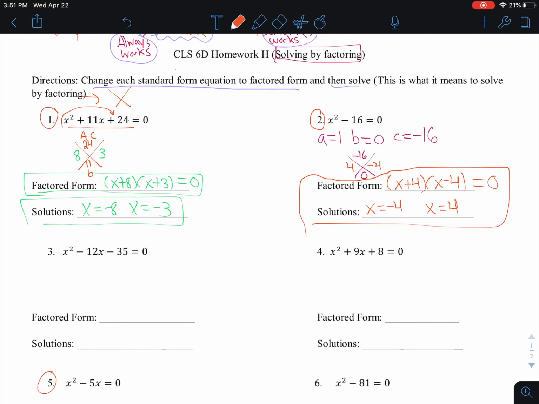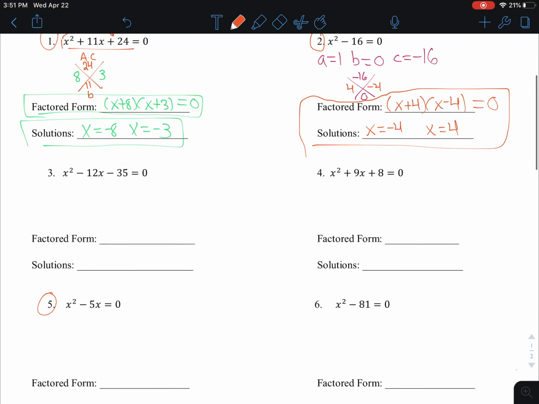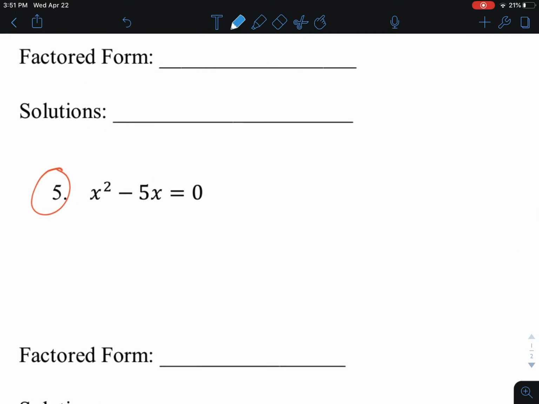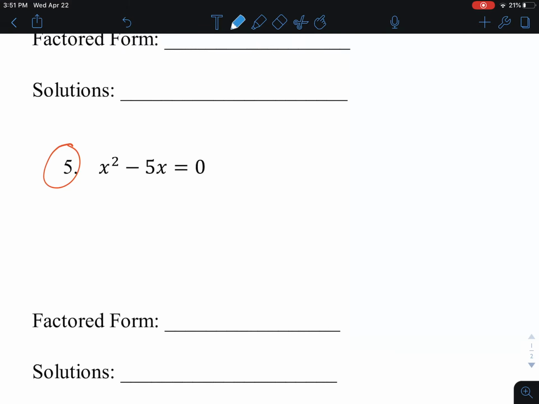All right, so there's 1 and 2. I'll let you do 3 and 4. You can look at my answer key if you need more help. Number 5 is a problem that, if I were to give you a test, so many people would probably get wrong. Remember our friend GCF? There's a GCF here, and in this case, it's x. So I have to take an x out. It'd be x times x minus 5.